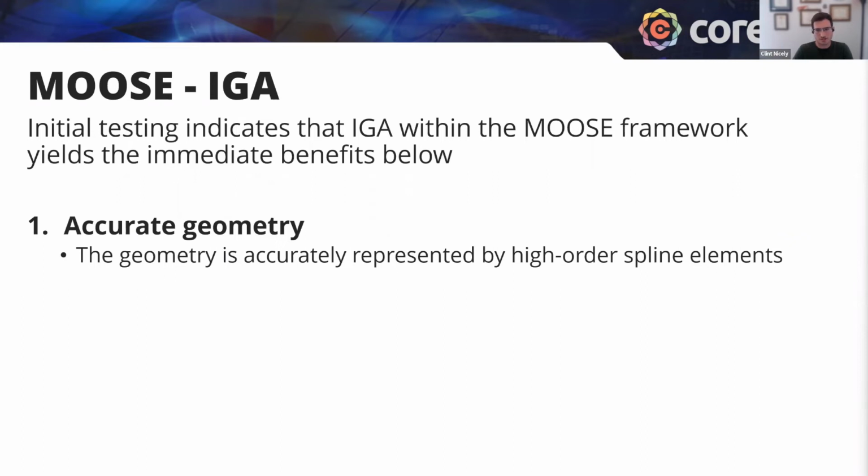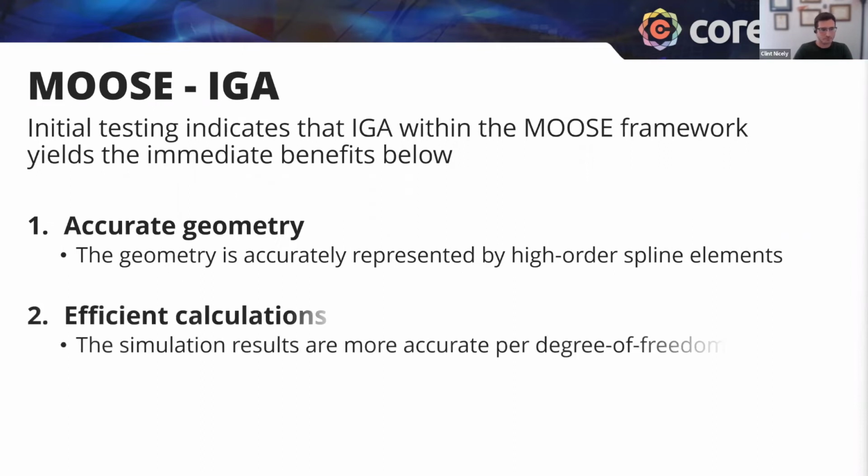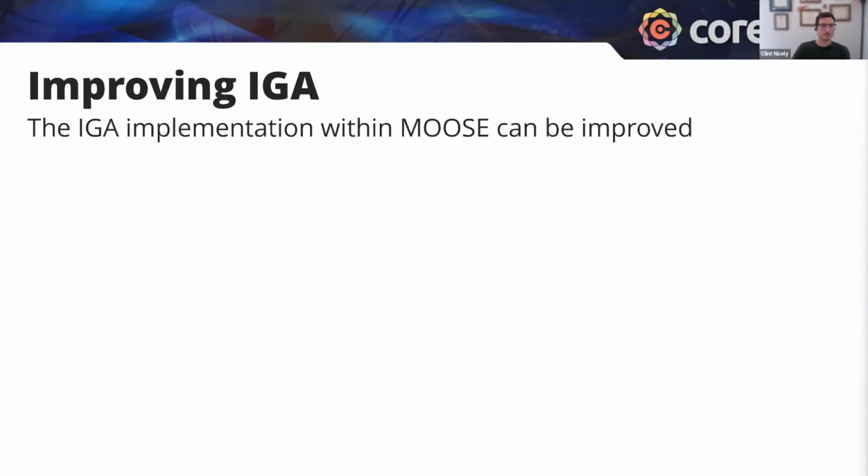Again, even at very coarse discretizations, we can get exact geometry as it's represented by the CAD system as it was built. You don't have to have any sort of faceted approximations any longer. You also get efficient calculations. The isogeometric analysis will give you a more efficient result by converging to the solution with fewer degrees of freedom. So that being said, MOOSE IGA.